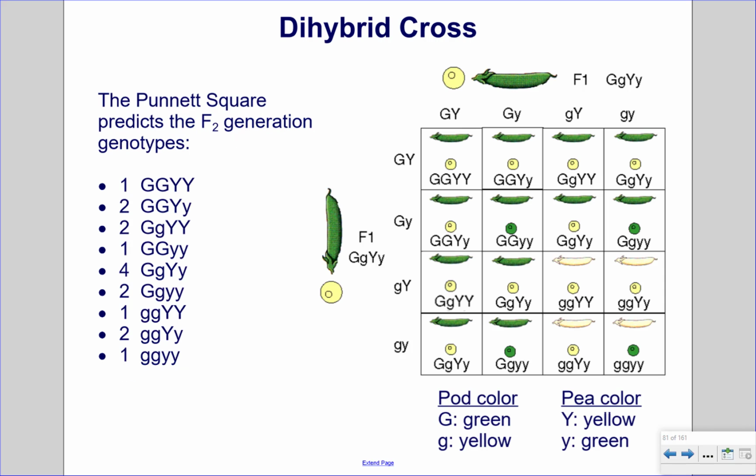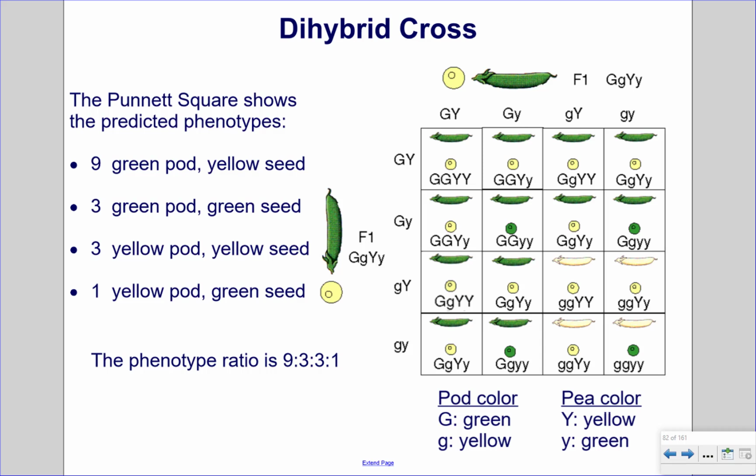Dihybrid cross. The Punnett square predicts the F2 generation genotypes. As you can see from this list, we have every possible combination of dominant and recessive alleles. The Punnett square also shows the predicted phenotypes, of which there are only 4 types compared to the many genotypes we saw in the previous slide. There are 9 green pod yellow seed, 3 green pod green seed, 3 yellow pod yellow seed, and 1 yellow pod green seed. The phenotype ratio is 9:3:3:1.